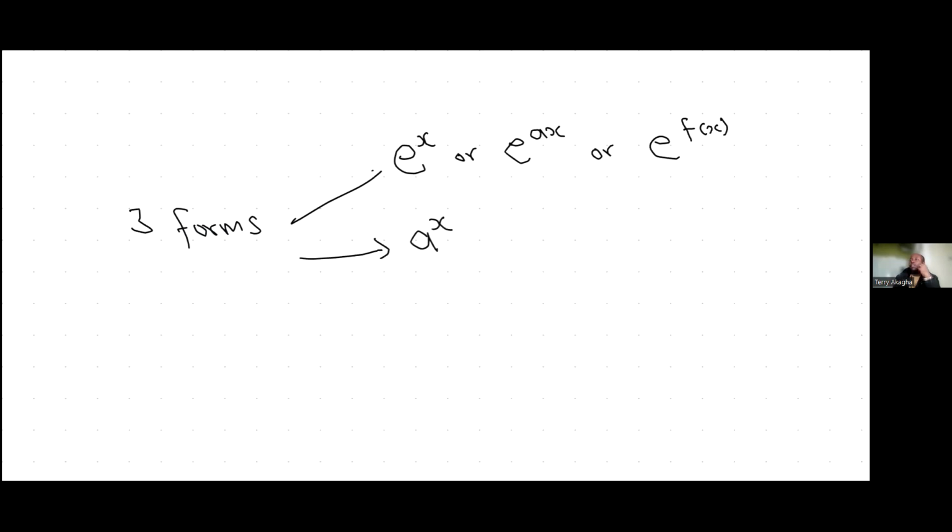The next video we're going to talk about is how do we integrate ln x? So how do you integrate ln x, or you can call it log to base e of x? That's the next video we're going to talk about.